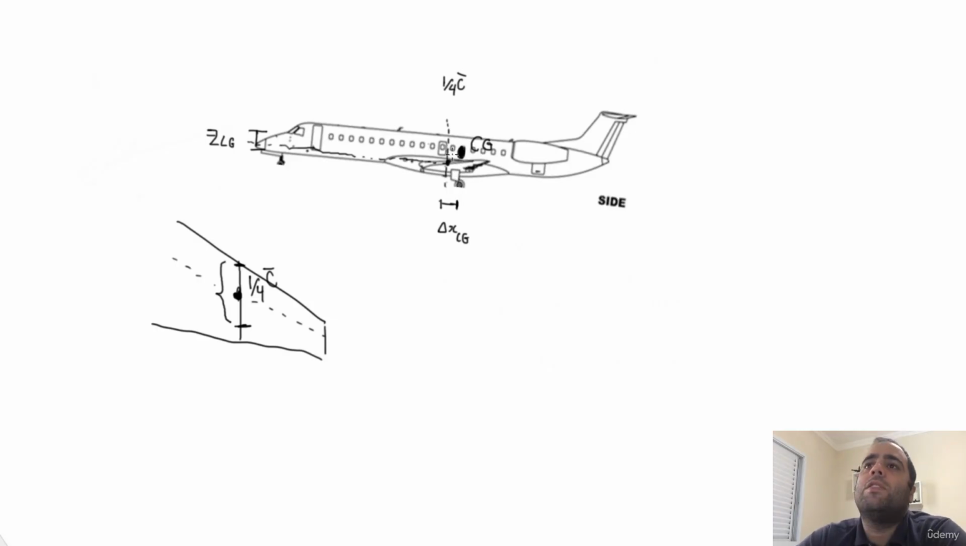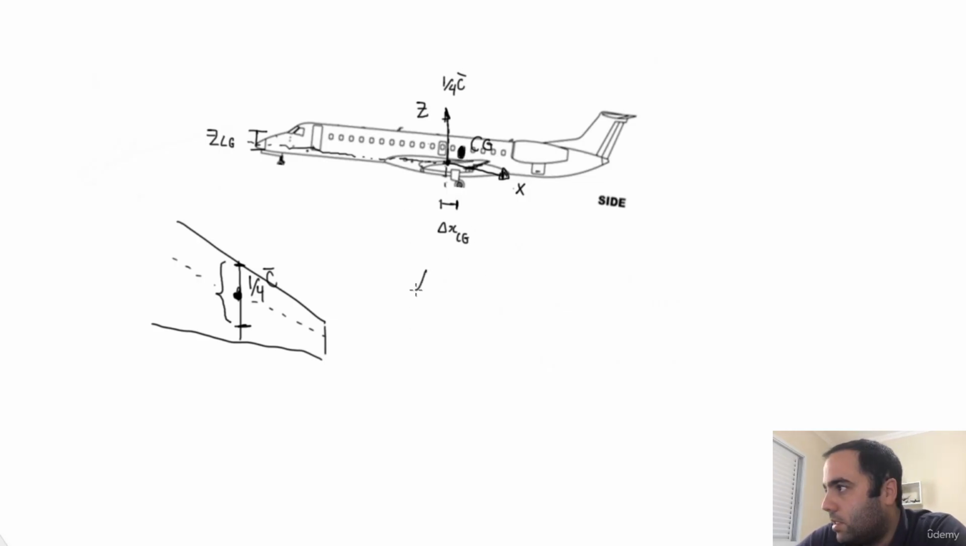And now we need to convert the moments generated. The Z force is here and the X force is here. So as we can see, in addition to the moment coefficient that we have, these forces will also generate a moment with respect to these CGs here. So what will these forces be?